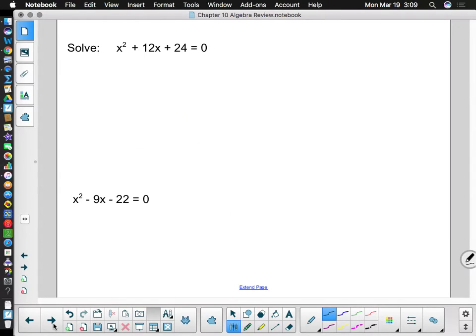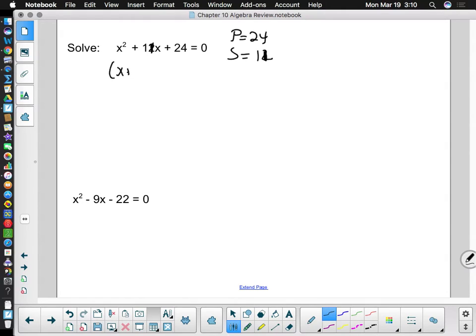So let's solve these. Again, we're going to factor what's here on the left first. So my product is 24. My sum is 12. What two numbers multiply to give me 24 and add to give me 12? Actually, nothing. So I made a mistake on this one. I'm sorry. That should have been an 11. There we go. So let's make that an 11. Much better. What two numbers multiply to give me 24 and add to give me 11? That would be 8 and 3.